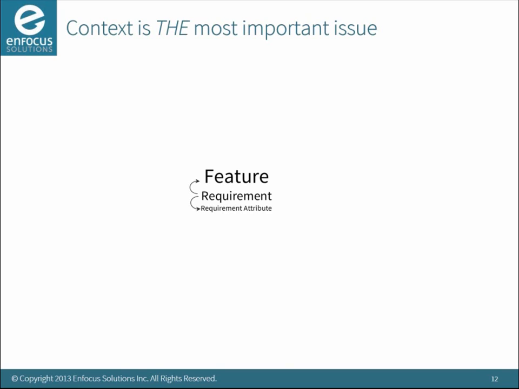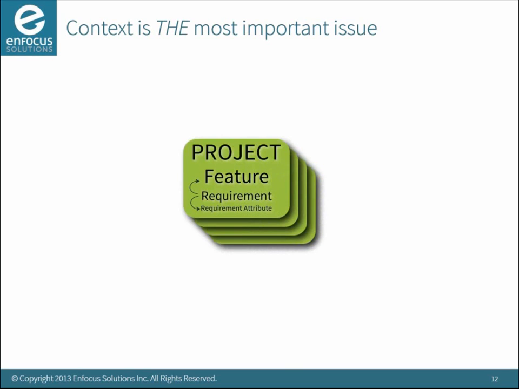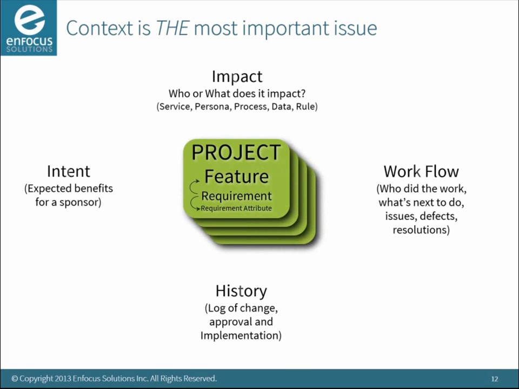And so the requirement sits as part of a feature set. It has requirement attributes that are associated with it. But it also has a project-related context, right? Where did I do this requirement? How did I change this? How was it impacted? And outside that project context, I have a broader context of, well, what was the intent of this thing? The expected benefits for a sponsor, or what is this thing exactly impacting? Who or what does this impact? Service or persona, process, data rules, etc.